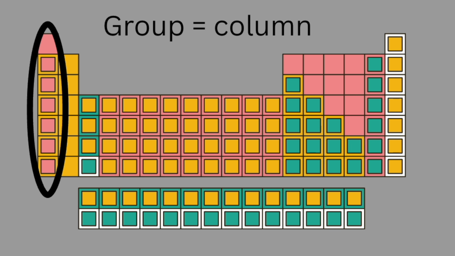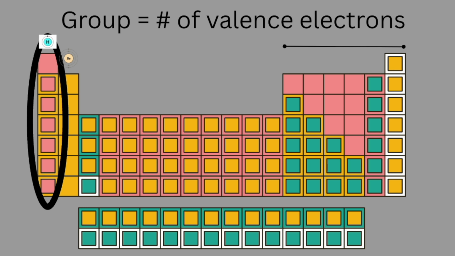A group is a column in the periodic table and tells us how many valence electrons an atom has. Group 1 has 1 valence electron, group 2 has 2, and so on. But note this only applies to groups 1, 2, and 13 through 18.